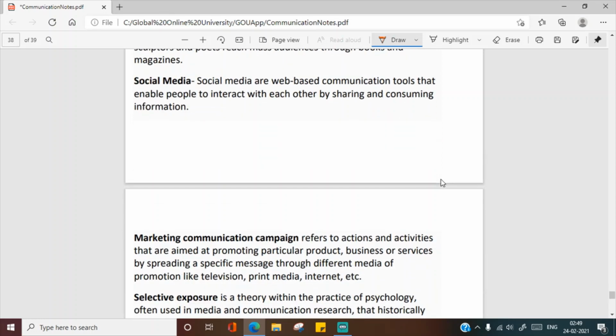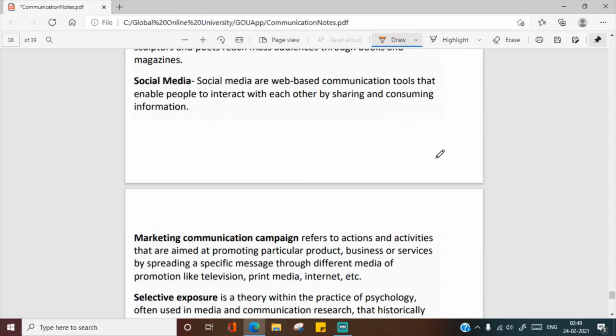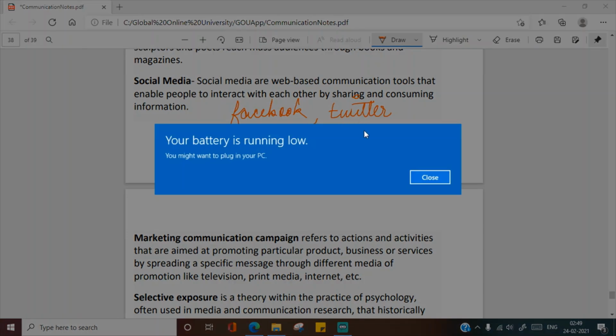What is social media? Social media is nothing but web-based communication tools that enable people to interact or communicate with each other, like Facebook or Twitter. These are different types of social media.